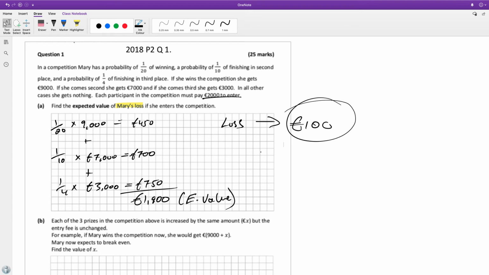Right, question part B. Each of the three prizes in the competition above is increased by the same amount X, but the entry fee is unchanged. For example, if Mary wins the competition now, she will get 9,000 plus X. Mary now expects to break even, find the value of X.